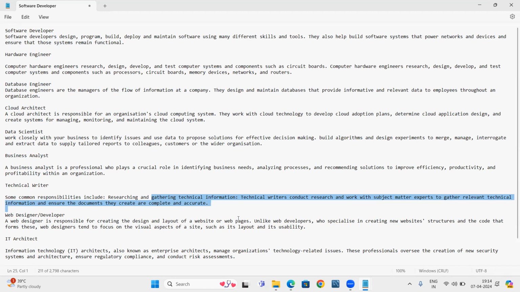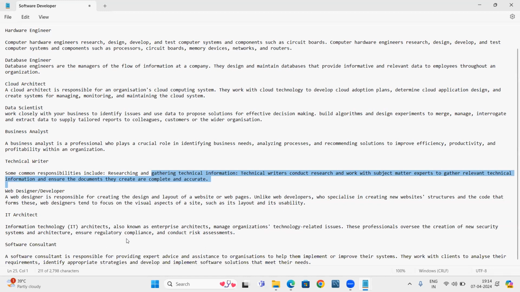And IT architect, they are nothing but enterprise architects. They manage organizations' technology-related issues. These professionals oversee the creation of new security systems and architecture, ensure regulatory compliance, and conduct risk assessments.